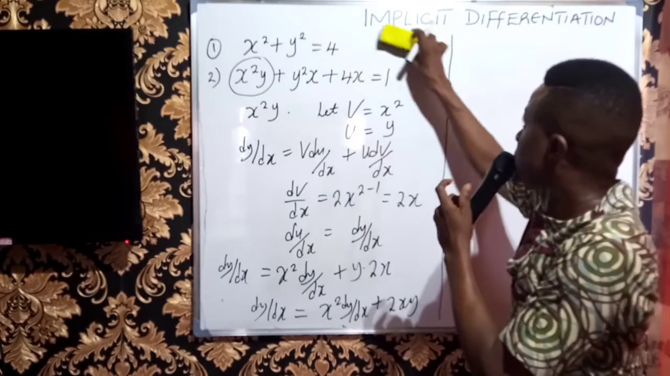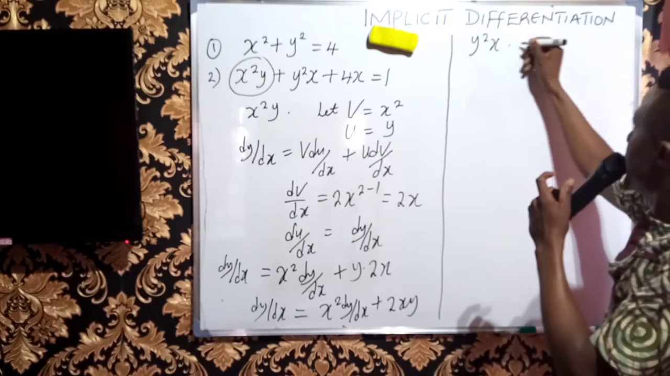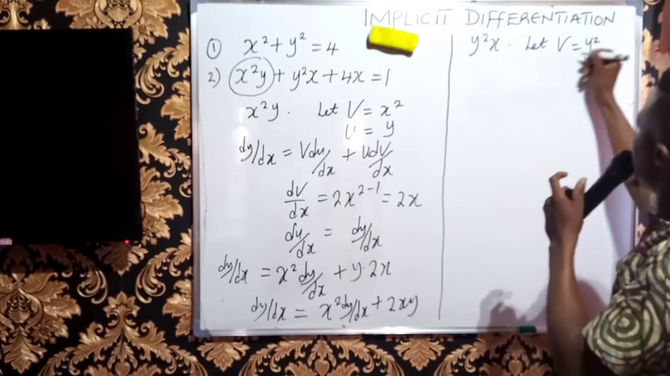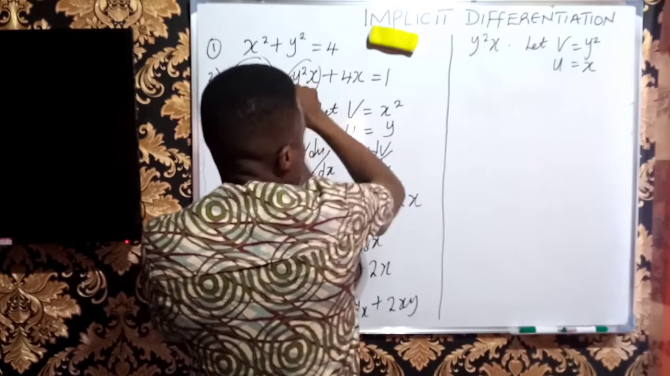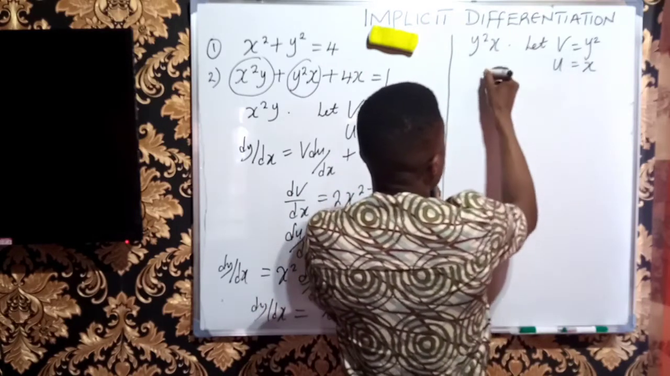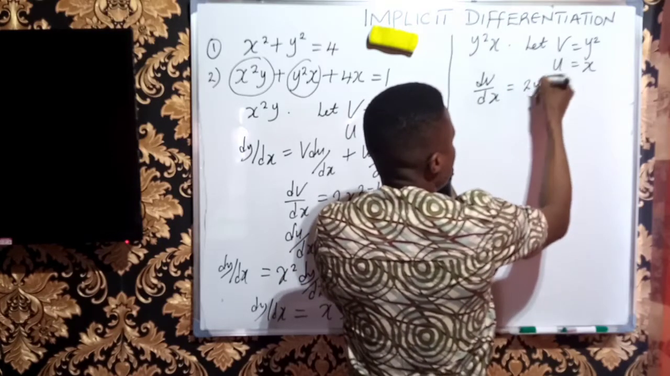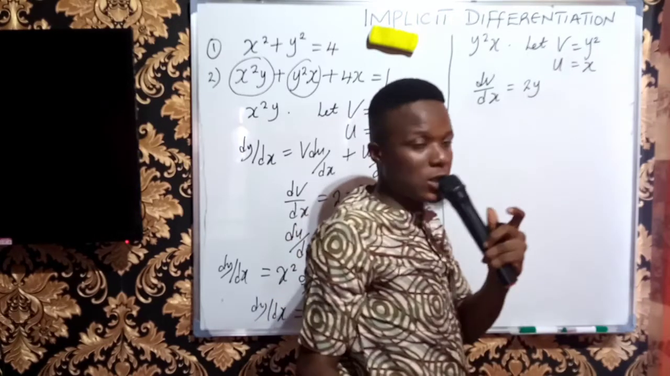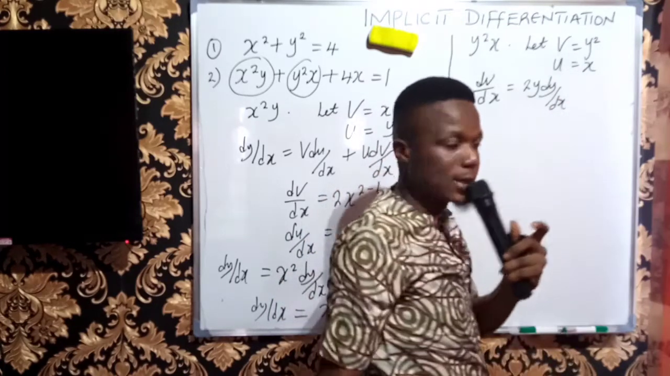I'll get this term again. I have y squared x. I can say let v be y squared here and u be x. I'm differentiating this independently again. After, I'll fix it in the right place. So let me get dv/dx. dv/dx will give me 2y, 2 minus 1 of course. But 2 minus 1 is 1 and the power of 1 is nothing. So I'll attach dy/dx because this is y, not x.